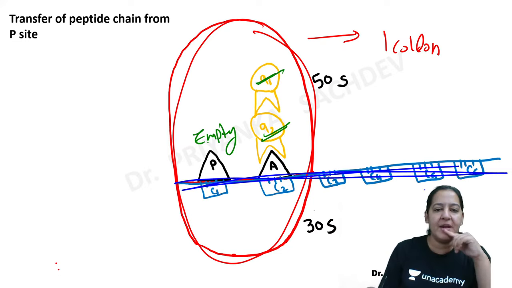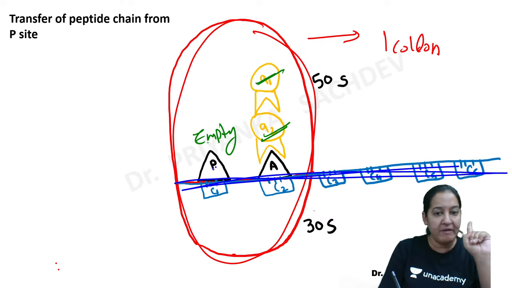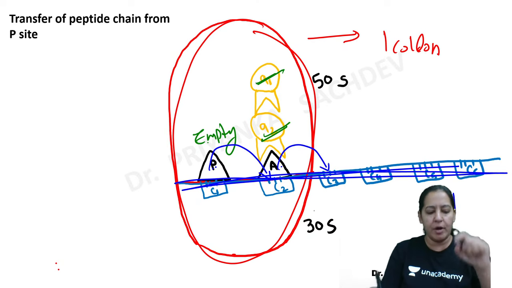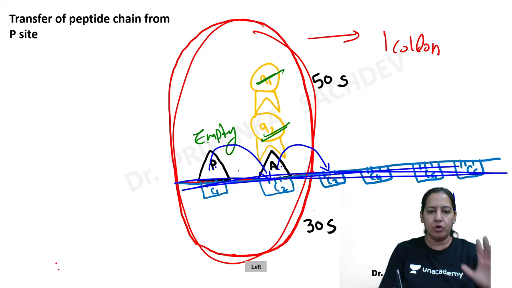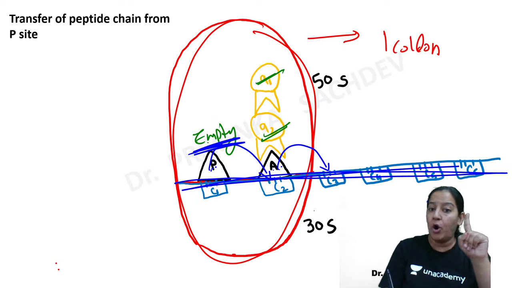So what will happen? You can imagine the P window will move by one codon. So the P window will come at C2. The A will come at C3. You got my point? So this is the summary. You can see the P is coming at C2 and A is coming at C3. Currently, look, P is empty and A is filled.